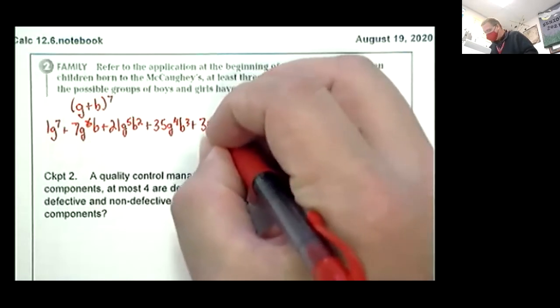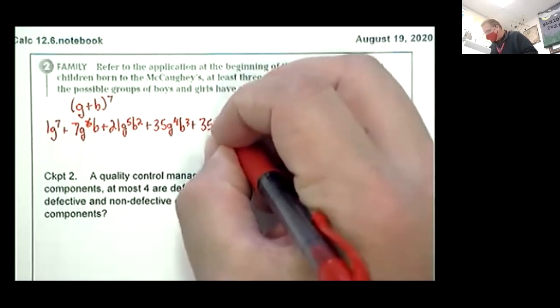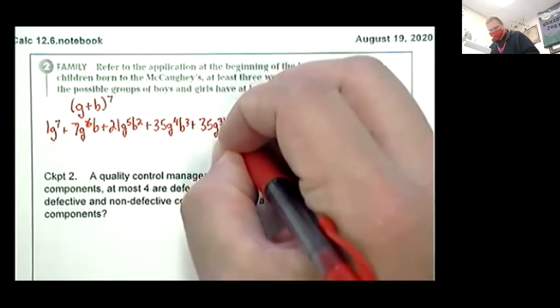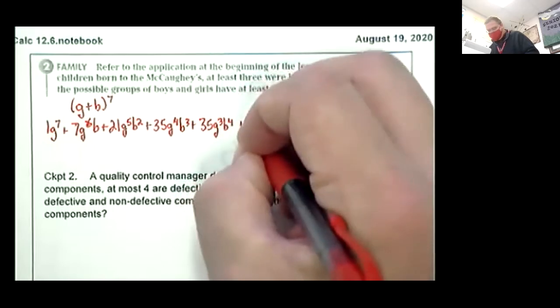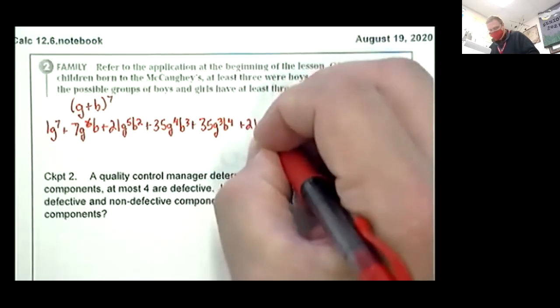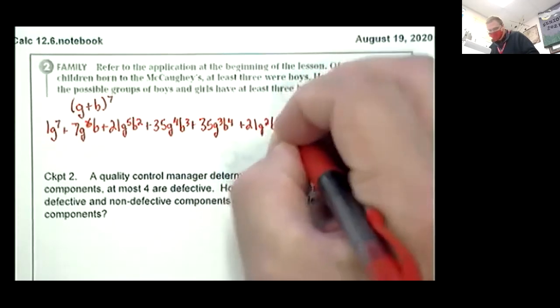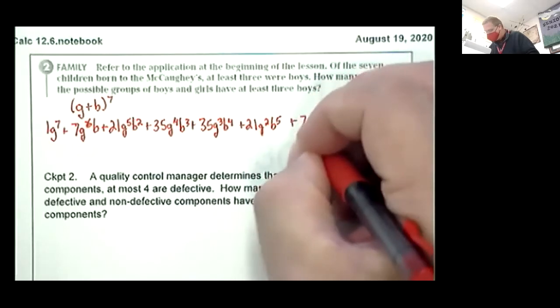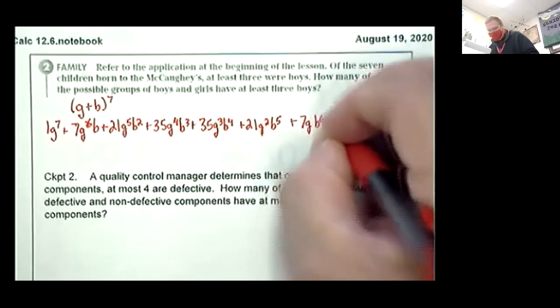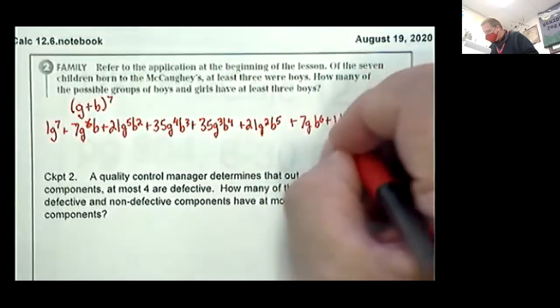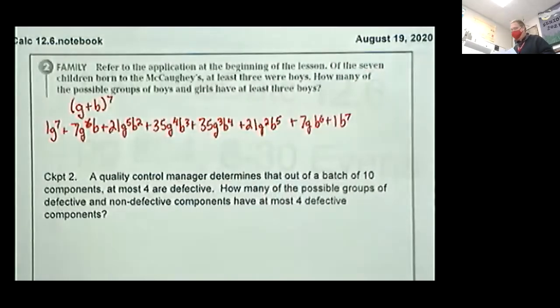35 ways to have 3 girls and 4 boys, plus 21 ways you could have 2 girls and 5 boys, plus 7 ways to have 1 girl and 6 boys, and only 1 way to have 7 boys. We want to see how many of the possible groups of boys and girls have at least 3 boys.